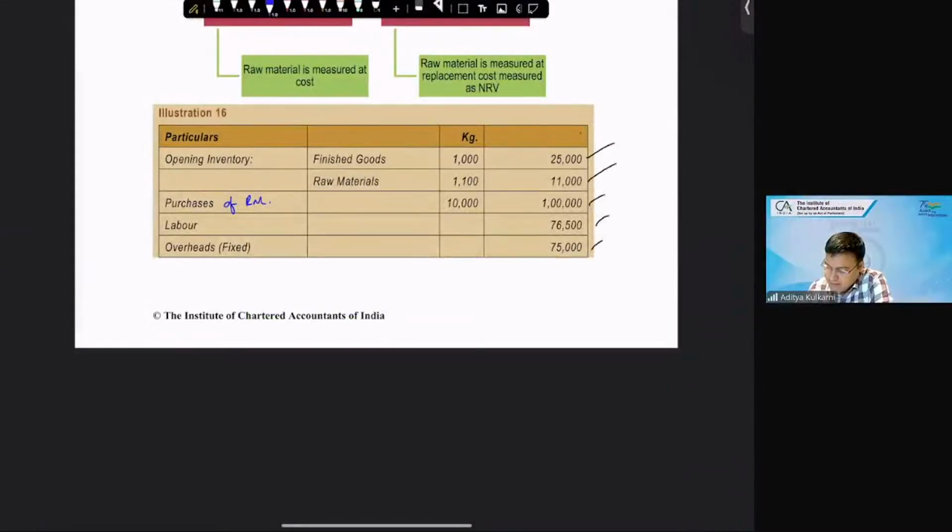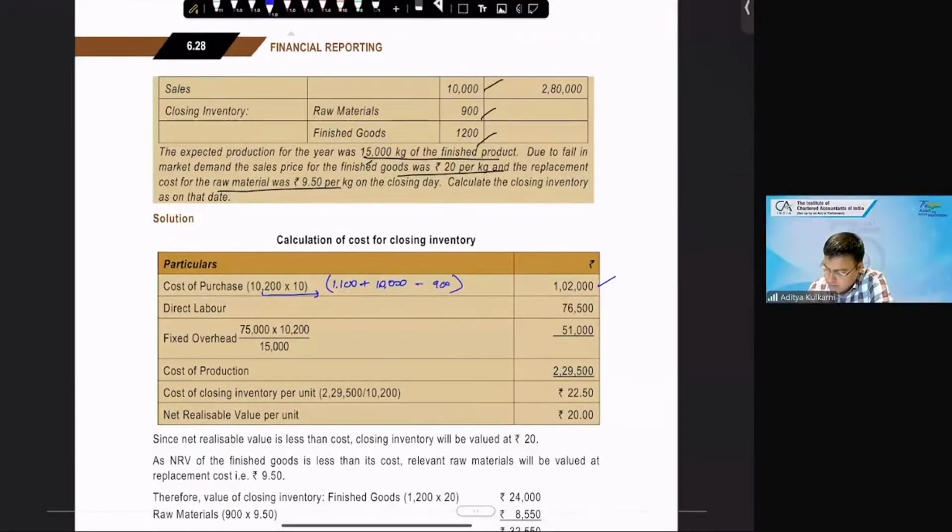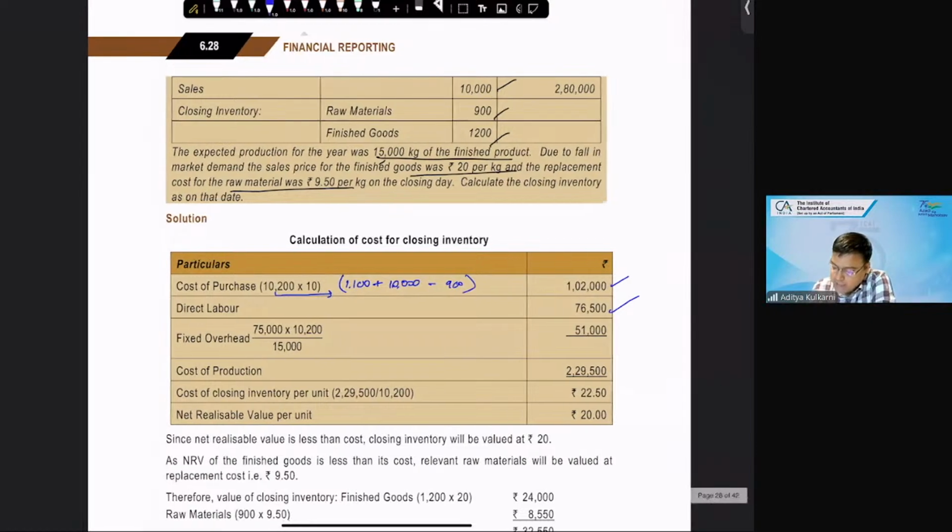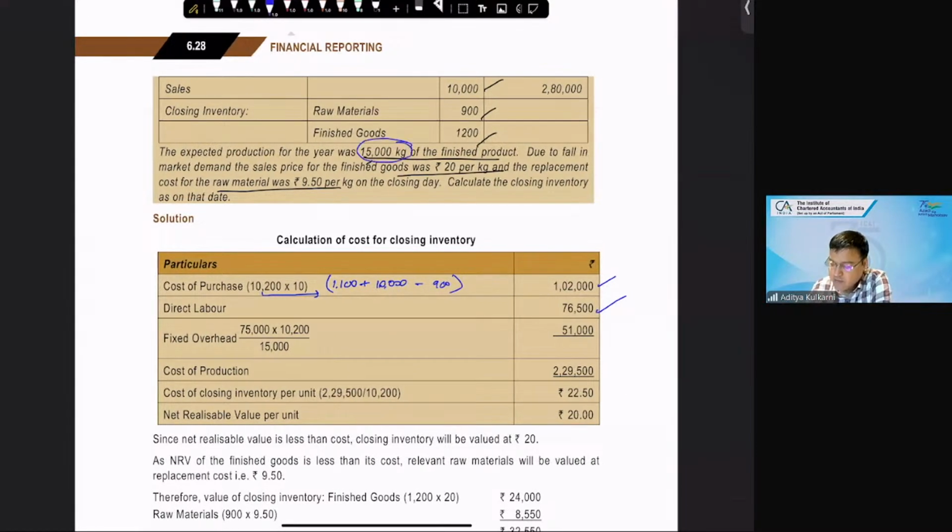Direct labor 76,500. Coming to fixed overheads, 75,000. Expected production was 15,000 kg. Hours data is not given. Labor hours, machine hours, that data is not given. So I have to take the output method. 75,000 divided by 15,000 into 10,200. So that comes to 51,000.